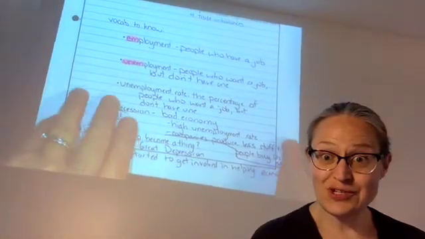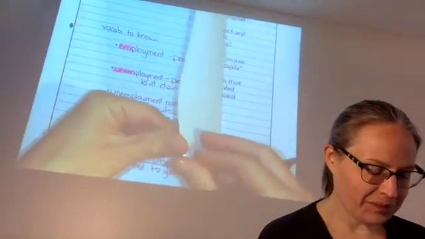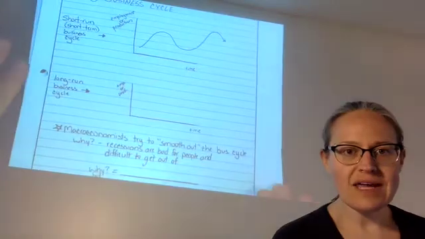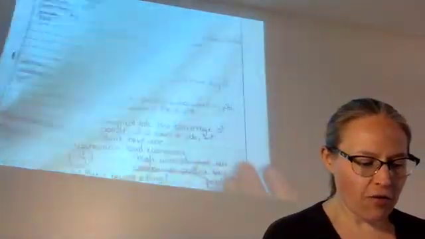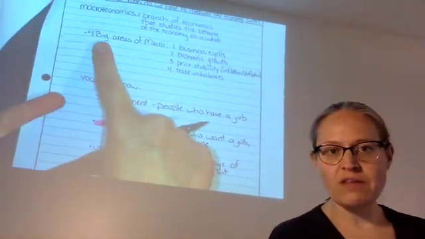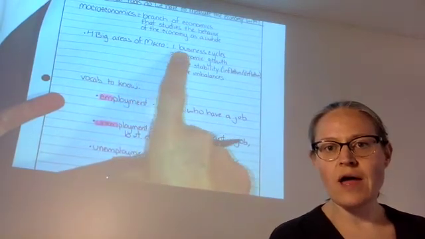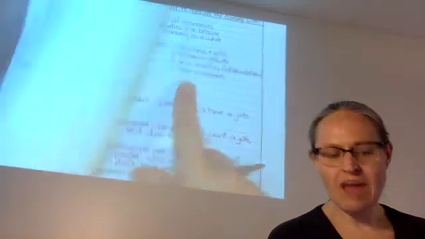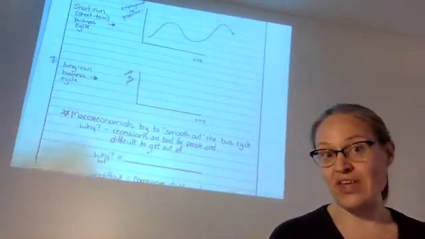All right, page 2. Okay, so here is that business cycle. On our list here, we're on page 1 where it said 4 big areas of macro: business cycle, economic growth, price stability, and trade imbalances. Now we're going to go through what those 4 things mean.